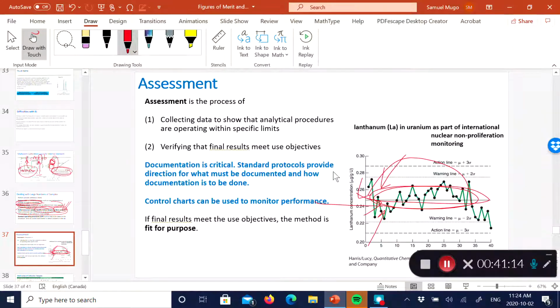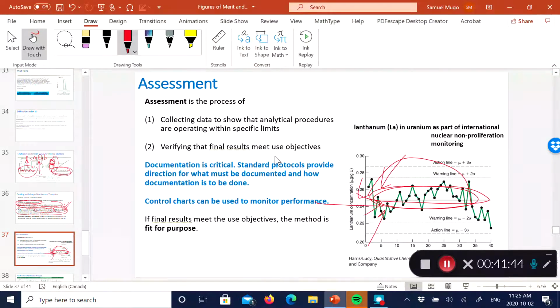If it is away from the true value, maybe plus 2 sigma standard deviation, then there's a warning sign. That's a warning sign that maybe there could be a problem with your analytical method. Maybe there could be a problem with your instrument. Maybe there could be a problem with your reagent and so on. And so you have to stop and find out what the problem is. Okay, so that's the purpose of a control chart.